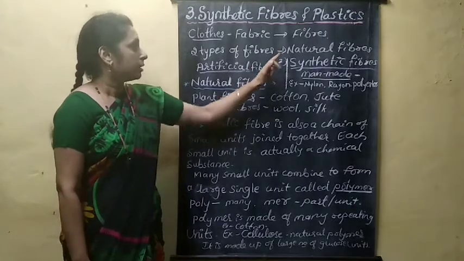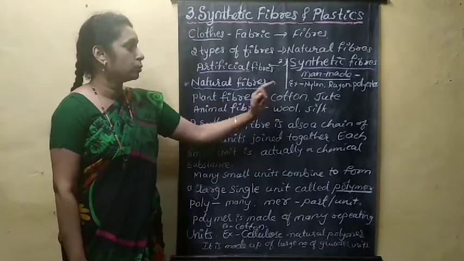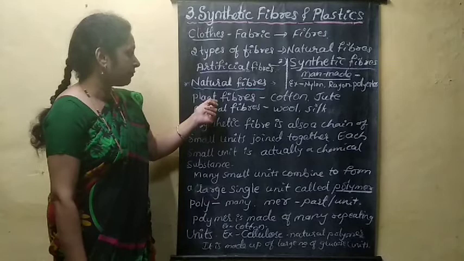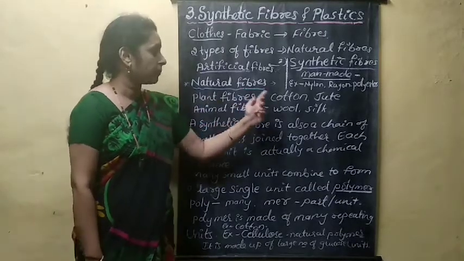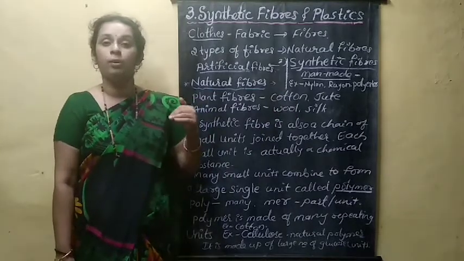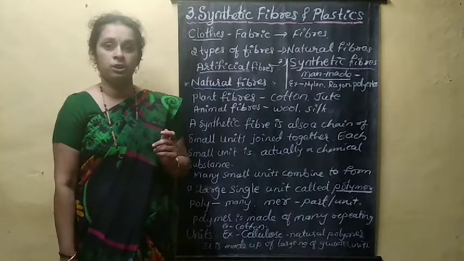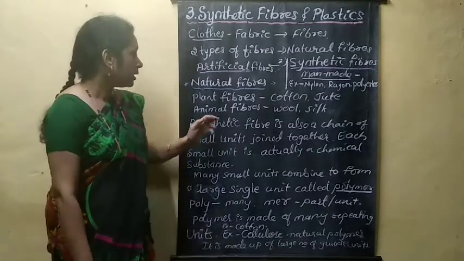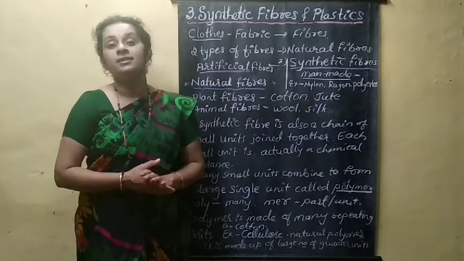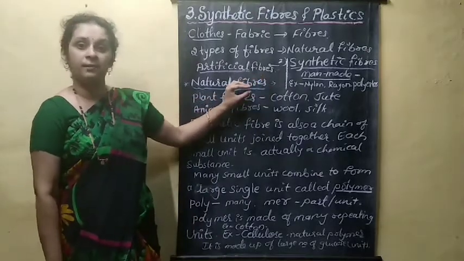Examples of natural fibers are cotton, jute, wool and silk. Some are plant fibers. Examples of plant fibers are cotton and jute. You have studied in detail how you obtain cotton and how you obtain jute. All those things we studied in the 6th class. And animal fibers, we have studied wool as well as silk in the 7th standard. We have completed natural fibers in the previous classes.